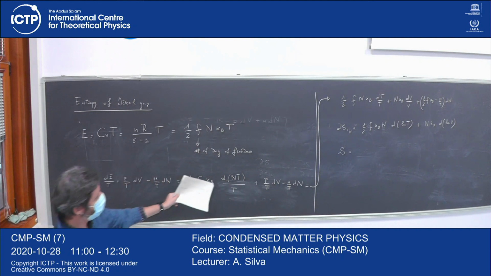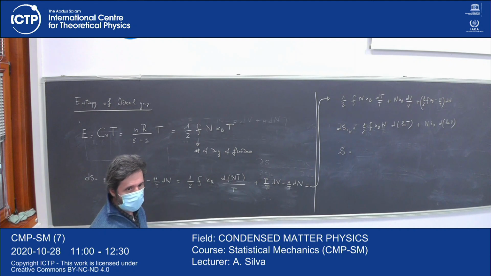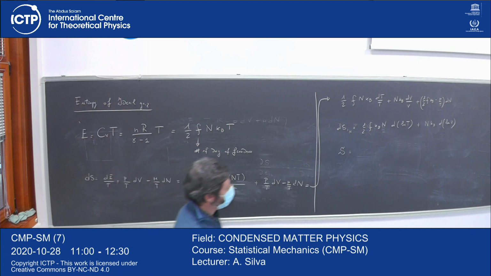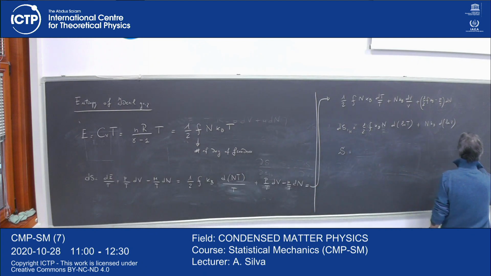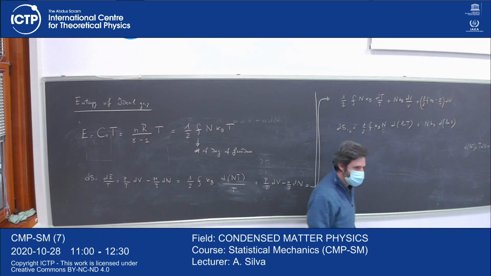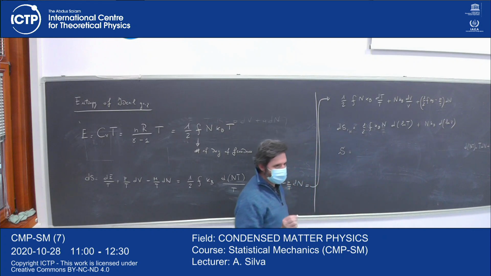What is the d of N T equal to? It is equal to N dT plus T dN. D(NT) is equal to T dN plus N dT.